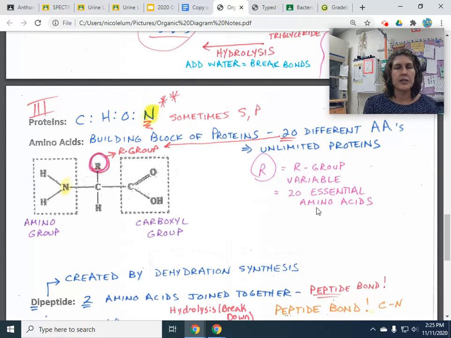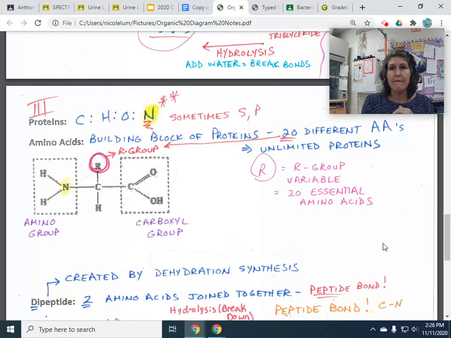Proteins: carbon, hydrogen, oxygen, and now nitrogen. Sometimes you'll see sulfur, sometimes you'll see phosphorus, depending upon what of those 20 different amino acids you have. The basic structure of a protein is made up of amino acids. We have 20 different amino acids. We can string them together in super long chains and then fold them and twist them to make different structures. By doing that, we can create an unlimited number of proteins.